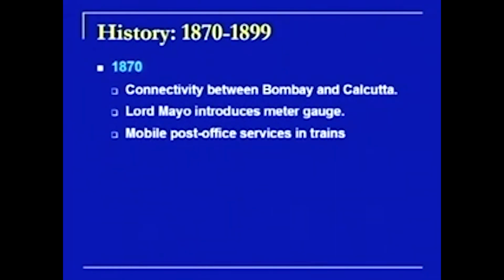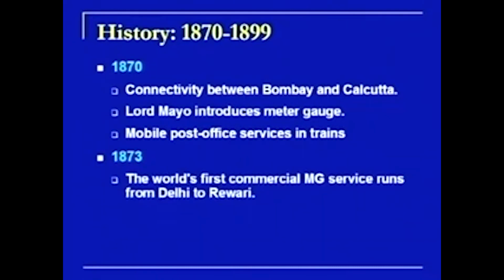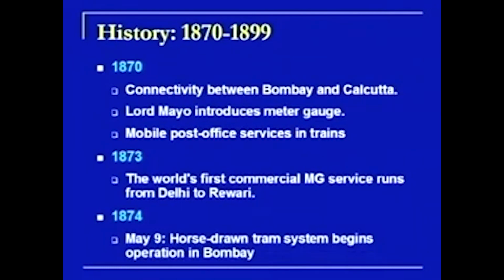Now we come to 1870 onwards. In this case, we see that there was connectivity between Bombay and Calcutta. The things were going on as such. 1870 and onwards also saw the construction of meter gauges. The first commercial meter gauge service was started between Delhi and Rewari in 1873. Then there were also horse-drawn tram systems which were operated in Mumbai, previously known as Bombay, in 1874.